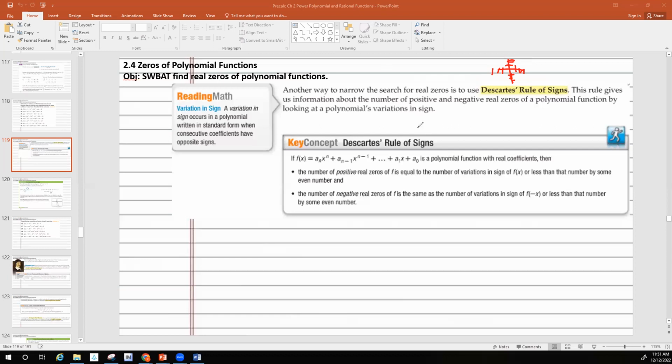Yeah, so Descartes' rule of signs. It's pretty cool. It says if f of x is a polynomial function with real coefficients, then the number of positive real zeros of f is equal to the number of variations of signs of f of x, or less than that number by some even number, and the number of negative real zeros of f is the same as the number of variations in sign of f of negative x, or less than that number by some even number.